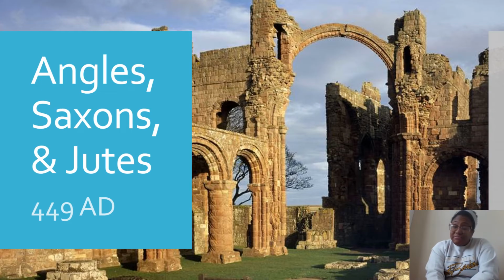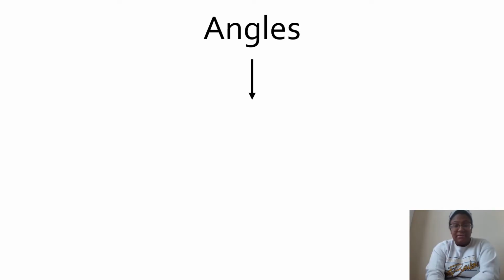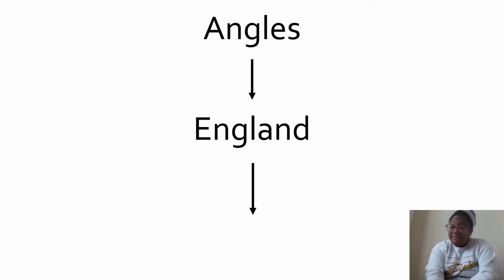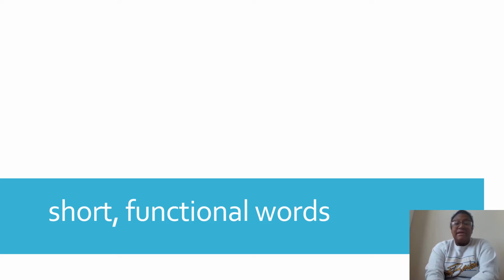So the next group of people who influenced and truly created the English language are the Angles, Saxons, and Jutes. You can think of it like this. Angles are from England, and England is where the English language was born. So the Angles were farming people. They didn't have a lot of time. They were working. They used mostly short and functional words to communicate.